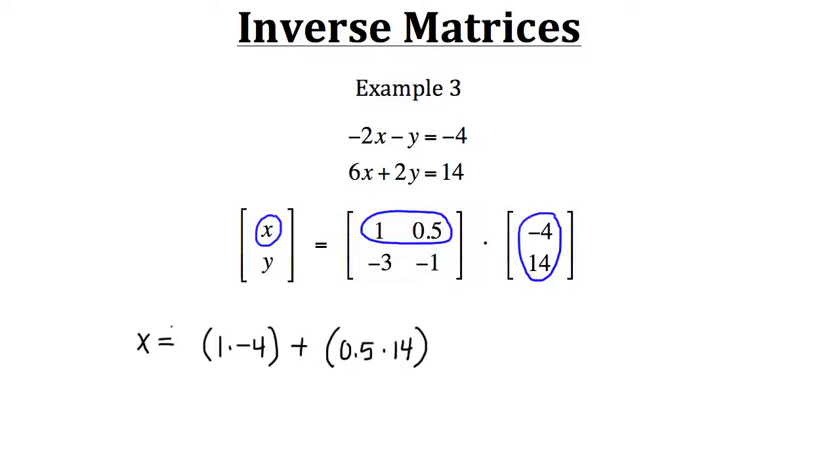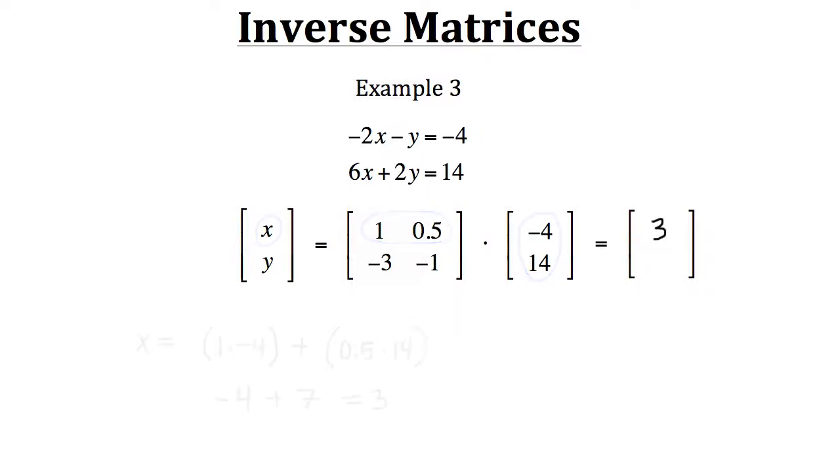When we simplify this, 1 times negative 4 gives us negative 4, and then plus 1/2 times 14, which gives us a value of 7. So x is going to equal negative 4 plus 7, which gives us a value of 3. In our resulting matrix, in the first row and first column, we'll have a value of 3 for our x variable. Now let's go on to solve for y.